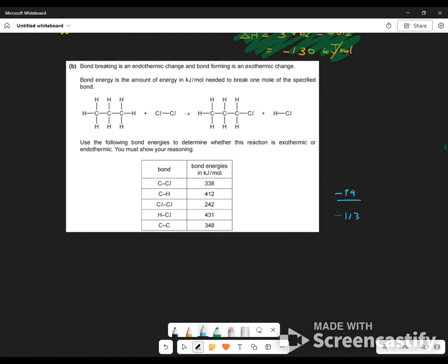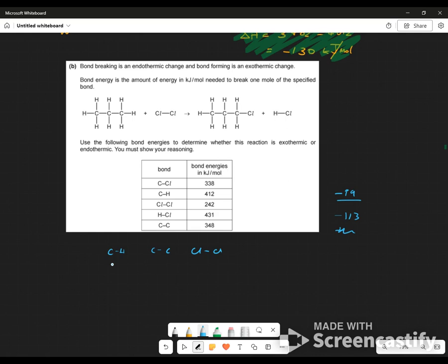Minus 113. Abiella, anything? All right, so let's quickly do it then. One of these should be right. Let's go. All right, energy in. I've got to break CH bonds. I've got to break CC bonds. And I've got to break a CLCL bond.